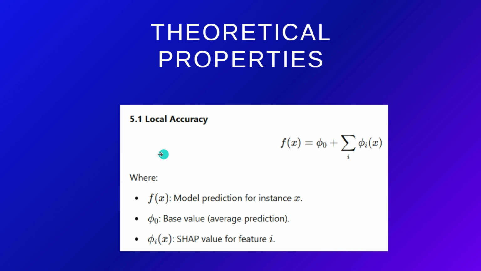And local accuracy is what makes SHAP trustworthy as an interpretability tool. It ensures that explanations are consistent with the model's predictions, and you can clearly see how each feature contributes to the final outcome. This is particularly important when you need to justify predictions in high-stakes scenarios such as healthcare or finance.